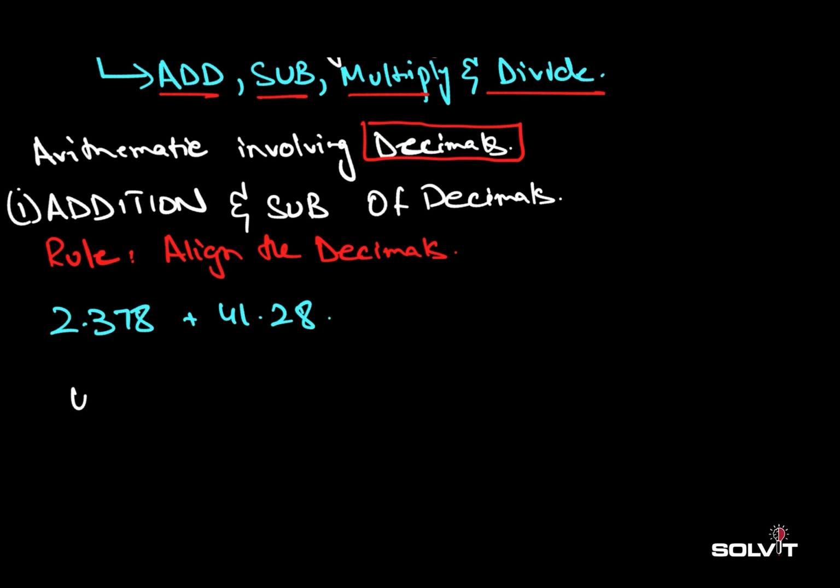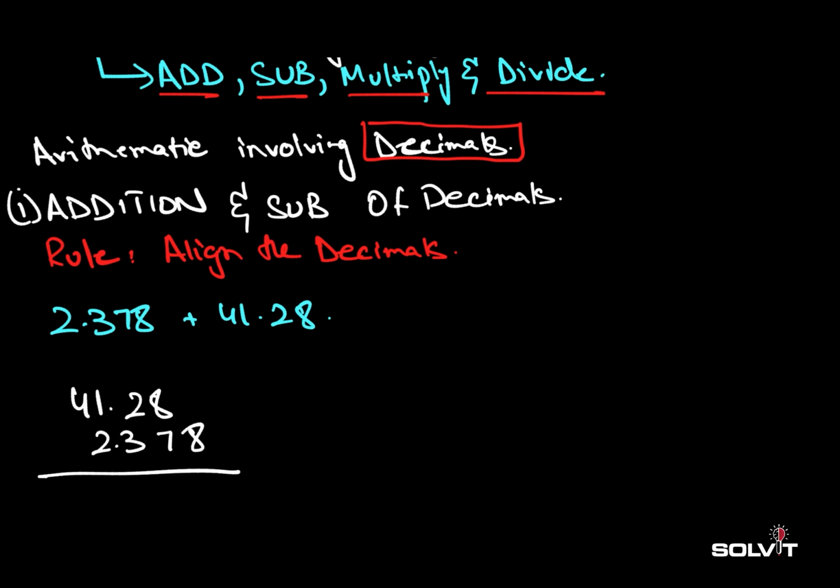So let's write the bigger number first, 41.28. Now where is the decimal? The decimal is after the 1, over here. That means the decimal of this number should come exactly under this decimal. So that means it is going to be what?